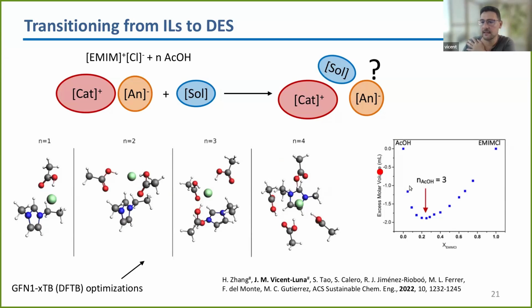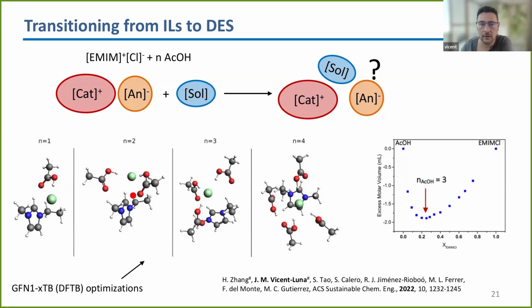When we have this specific concentration of acetic acid added to the ionic liquid, this is converted to the deep eutectic solvent. So in this study, I combined DFTB with classical simulations to try to understand the reason for this. So we see that we have a cation, we have the anion, and somehow the acetic acid is solvating the structure of the anion.